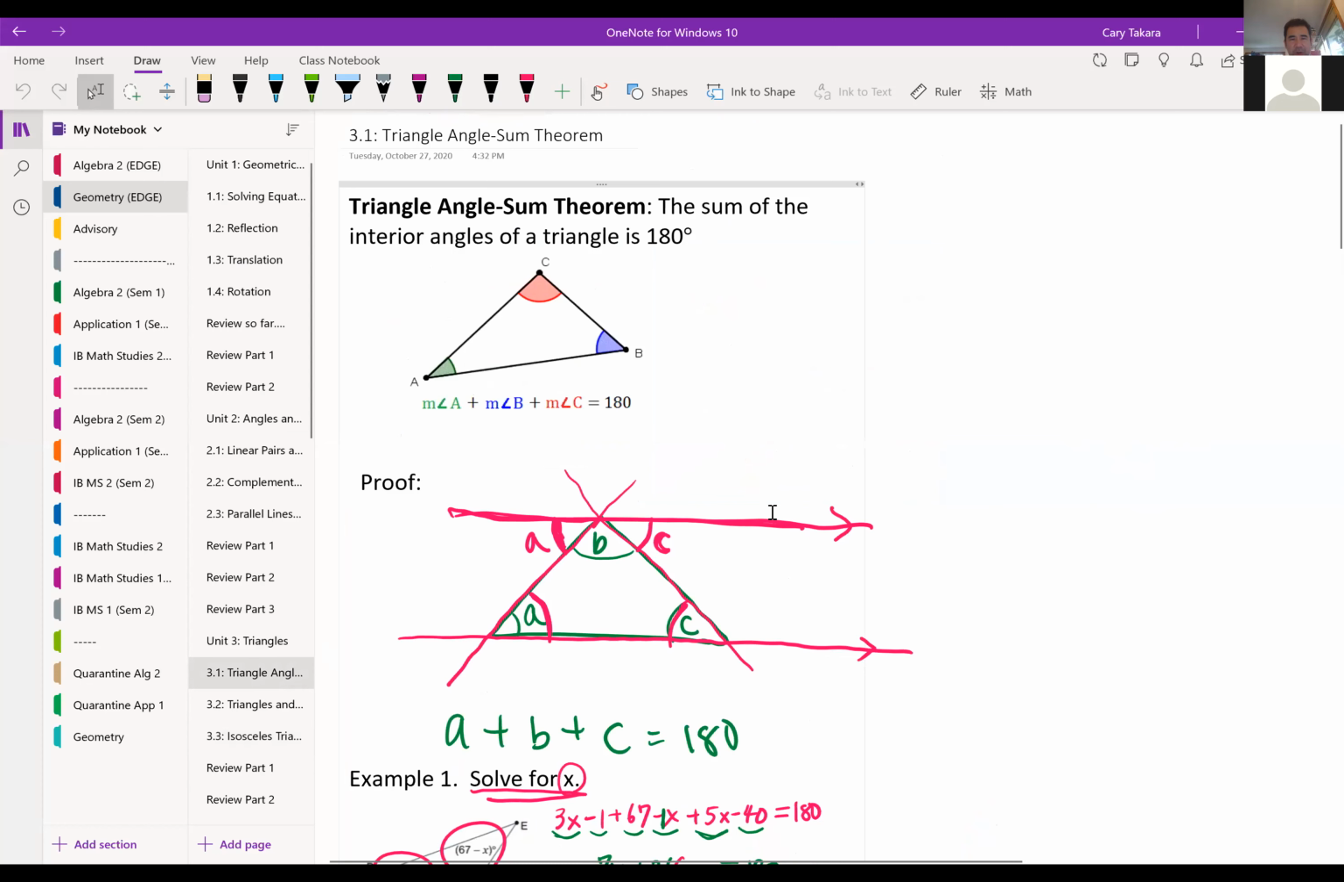All right, now it's a recording. So we will continue to talk about triangles, okay? And we've talked about yesterday and the day before.